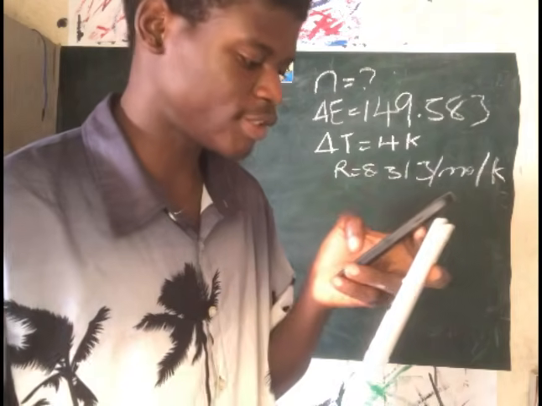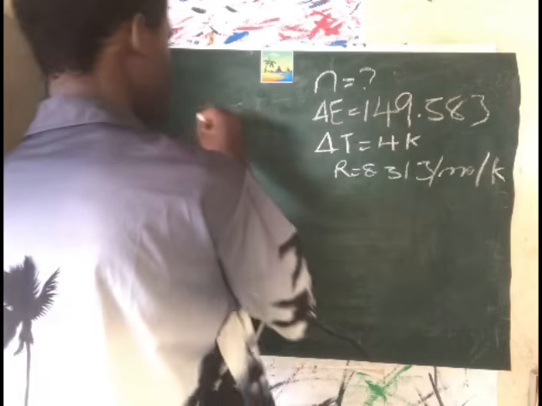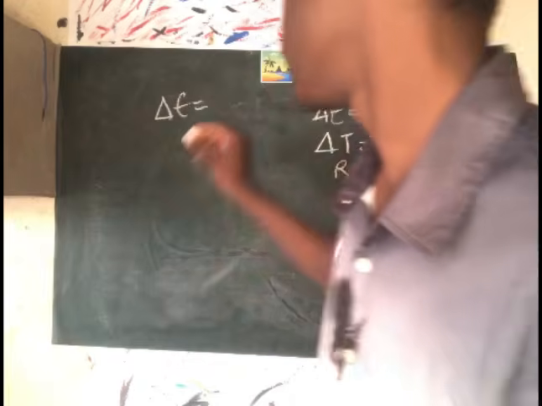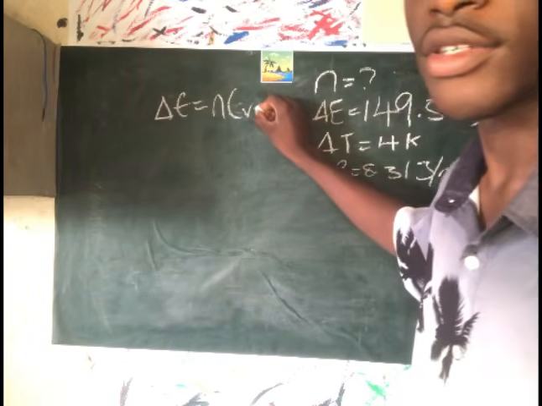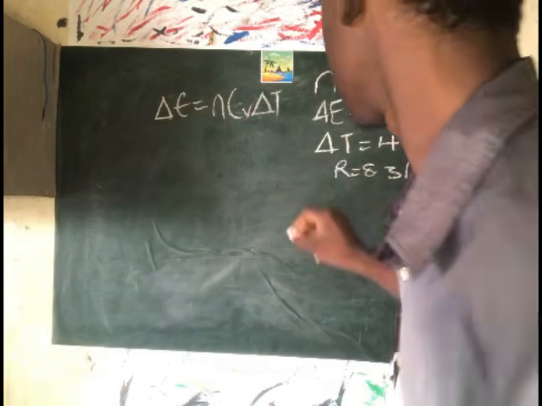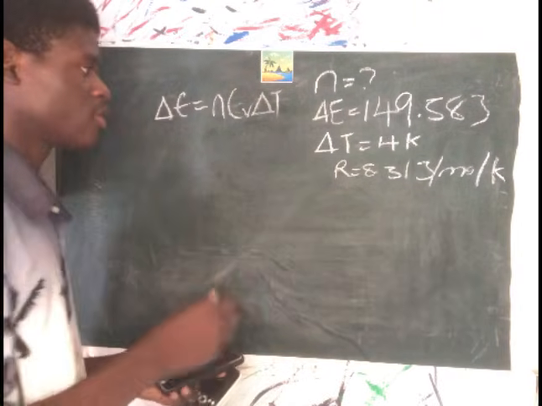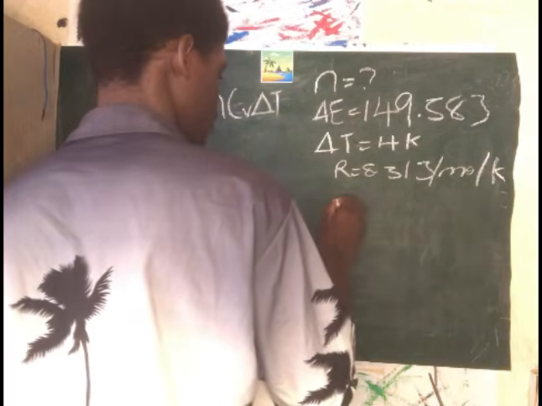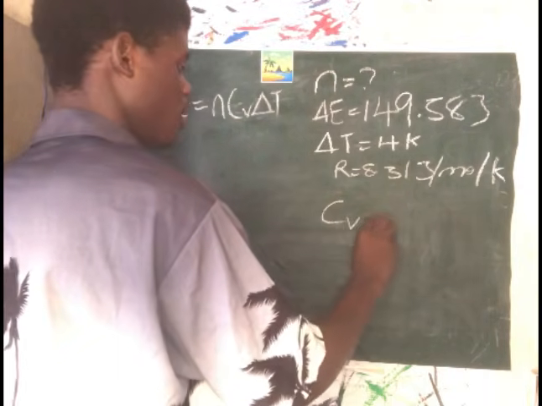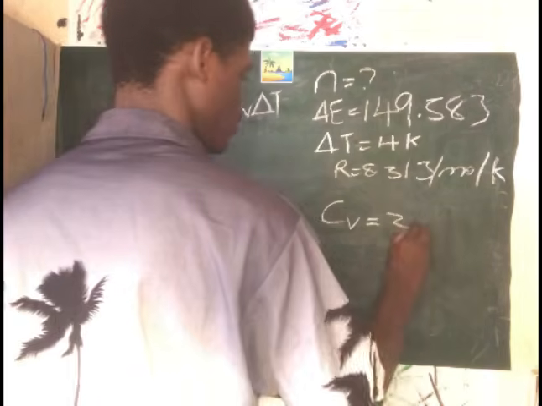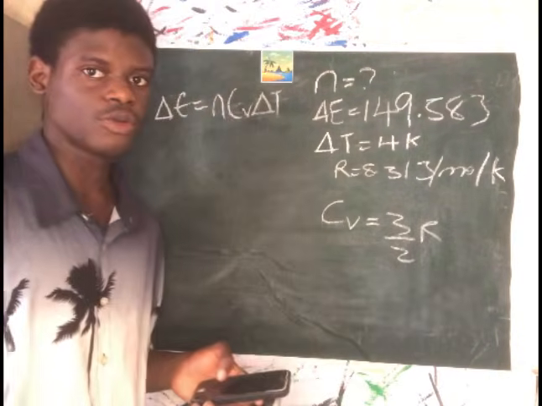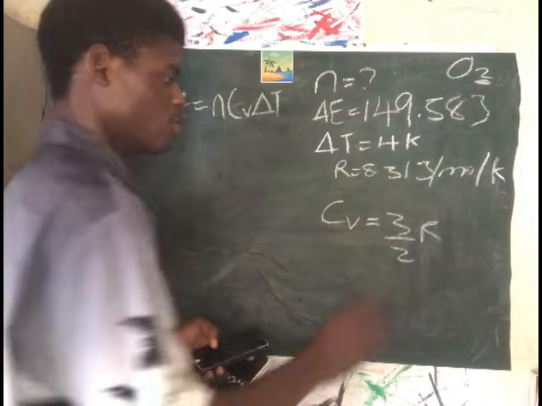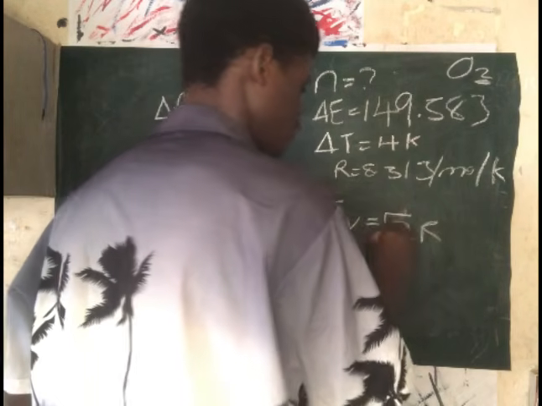So they're asking us to find the number of moles. And we all know that internal energy change is nCv ΔT. We are looking for n. But you know this Cv is the specific heat capacity at constant volume. For monoatomic, it is 3/2 R. But oxygen is not monoatomic. Oxygen is diatomic, O2, and for diatomic, the Cv is 5/2 R.